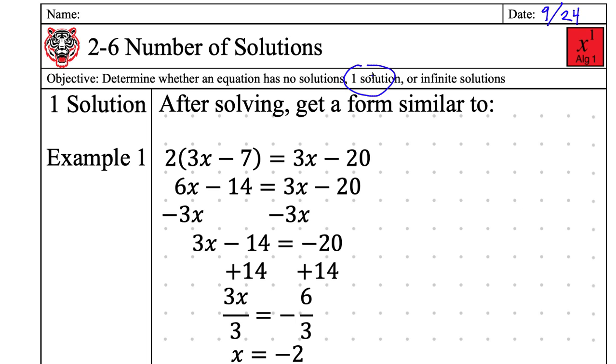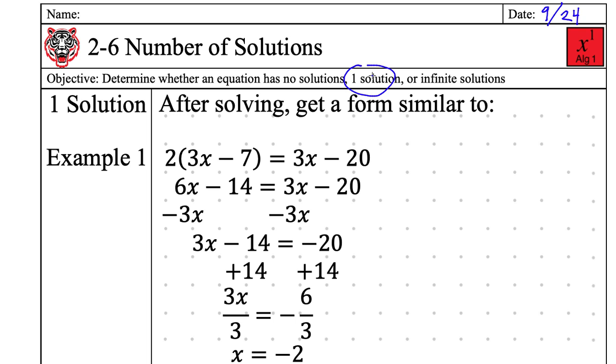So what we've been doing so far in class is this. We have been finding one solution over and over and over again. Question? Emma? Okay. We've been finding one solution over and over again, and now I'm going to show you what happens when we have no solutions, or what happens when we have an infinite amount of solutions.